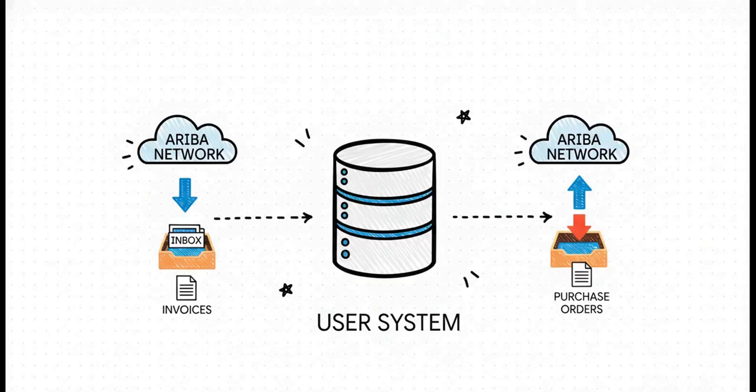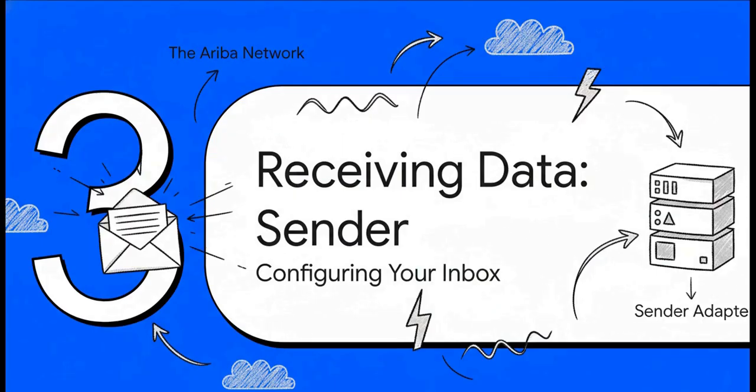Now, this slide right here simplifies everything. But listen up, because the names can feel a little backward at first. So let's be super clear. The sender adapter is your inbox. Why? Because ARIBA is sending documents to you, so it receives things like invoices. The receiver adapter, that's your outbox. Your system is sending documents, and ARIBA is the receiver of, say, your purchase orders. Make sense, right?